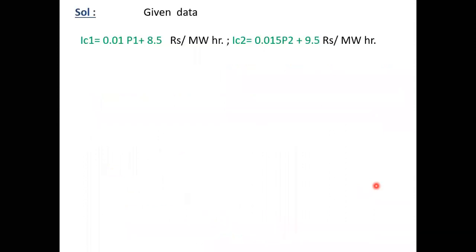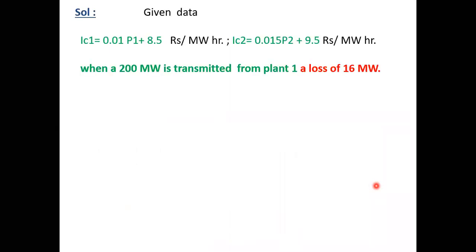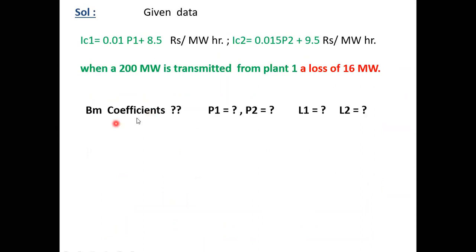First write the given data. What is the given data here? IC1 and IC2, and one more data related to the loss. Here we need to find the loss coefficients, P1 and P2, and L1 and L2. We know the basic formula for L1 and L2: L1 is equal to 1 by 1 minus dou PL by dou P1, and L2 is equal to 1 by 1 minus dou PL by dou P2. In this one, the load is near to plant 2, so the L2 value is nothing but 1. We need to find only the L1 value.